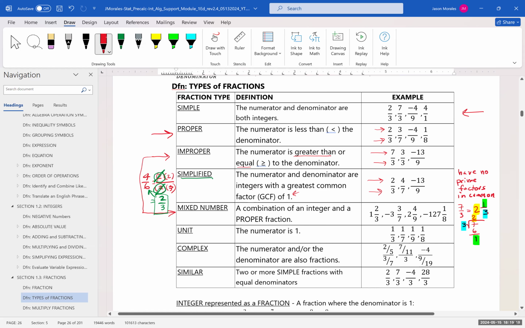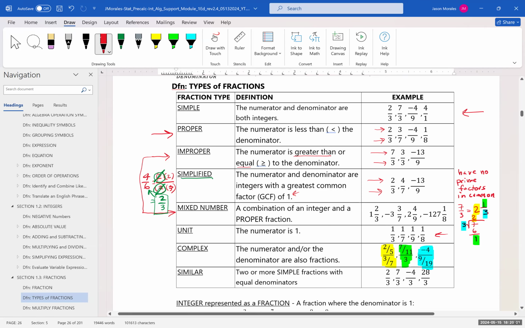A unit fraction is where the numerator is 1. So I've got some examples here of unit fractions: 1/3, 1/7, 1/9, 1/8, and so on. A complex fraction is where the numerator and or the denominator are also fractions. So it's a fraction of fractions. Here is one where both the numerator and the denominator are fractions. Here's an example of where just the numerator is a fraction. And here's an example where just the denominator is a fraction. So these are all examples of complex fractions.